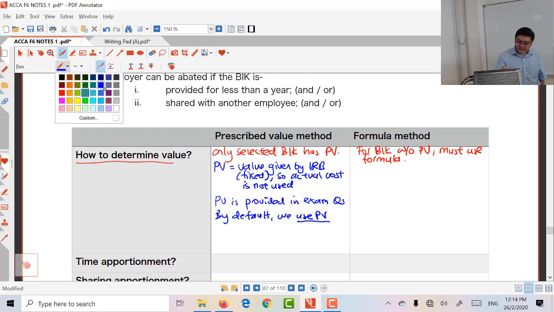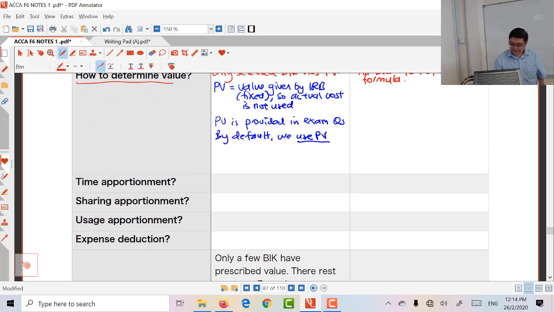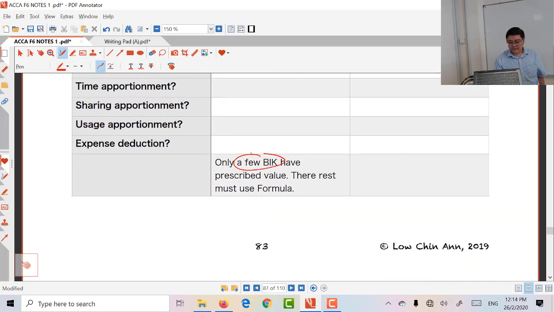So what are the PV that they give to us? Car, petrol, driver, furniture, the servant, gardener. These are the benefits that PV is actually given for. Alright, now, carry on.